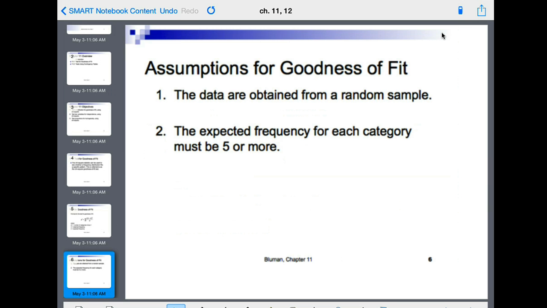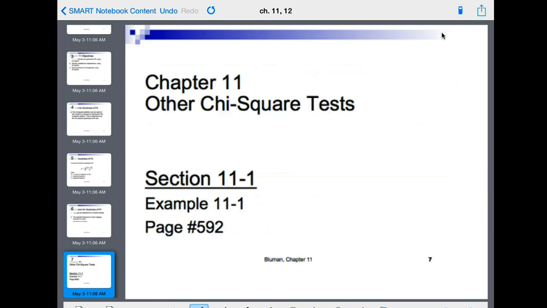The assumptions of the goodness of fit test. The data obtained from a random sample and the expected frequency for each category must be 5 or more. That's an important part right there to remember, is that the expected value must be 5 or more. So chapter 11, other chi-square tests.